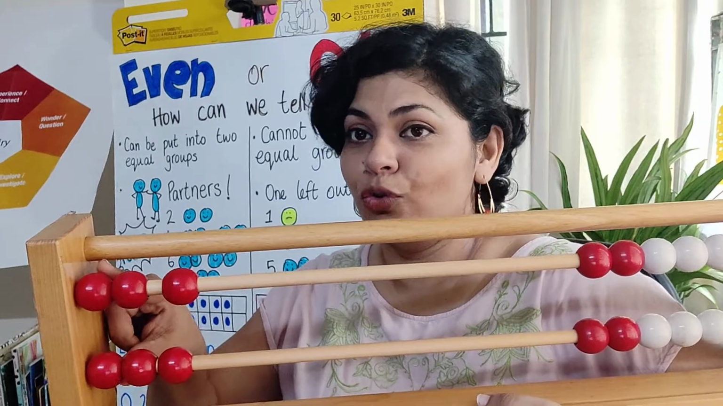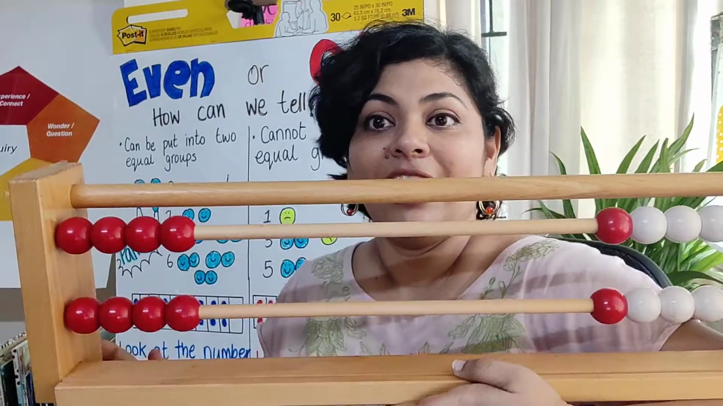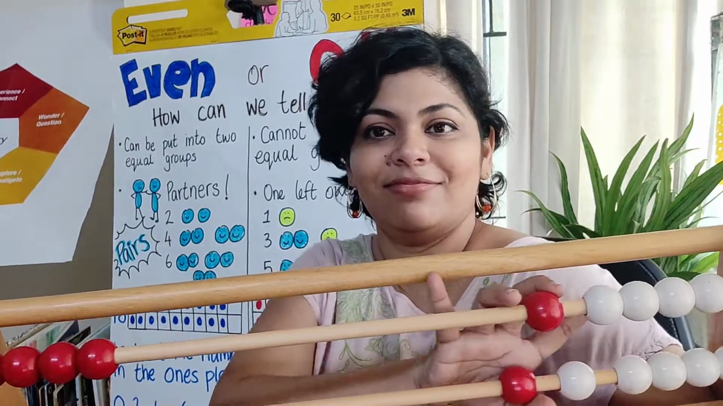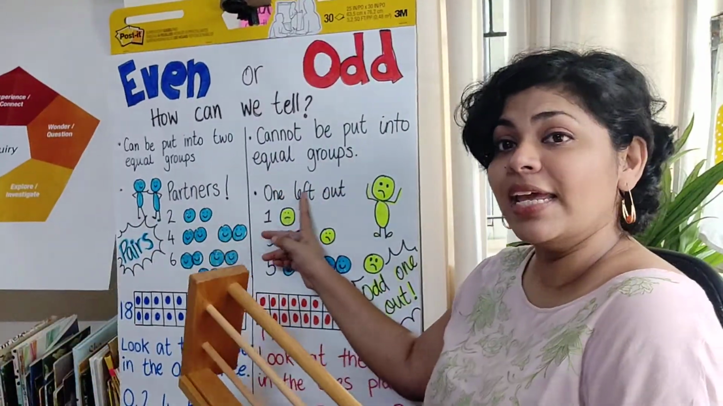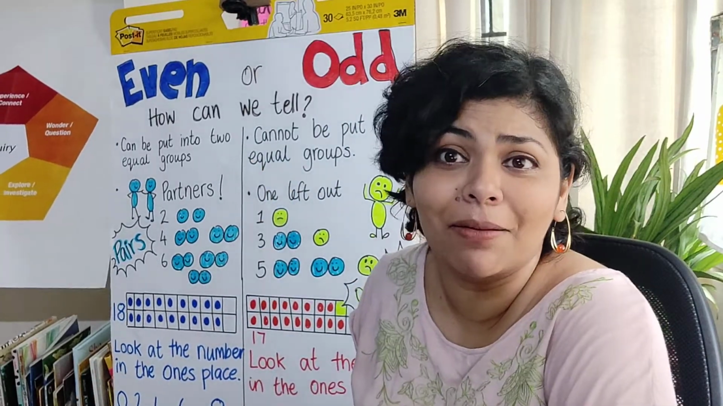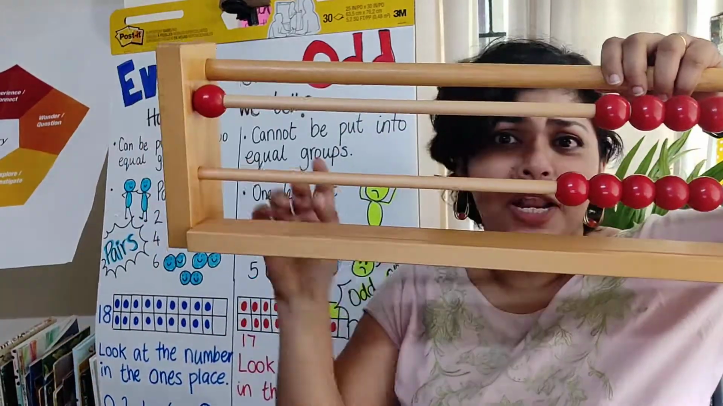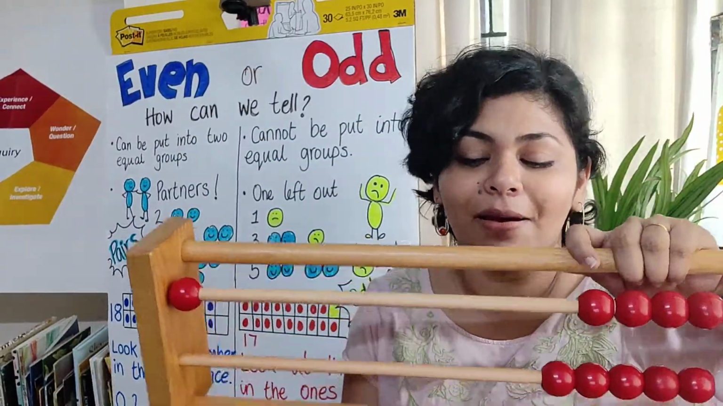6, so 2, 4, 6, 8, 10. These are even numbers. Okay? Let's look at odd numbers. It says when 1 is left out, it's an odd number. Without a partner. How about 1? 1 has no partner. It's an odd number.